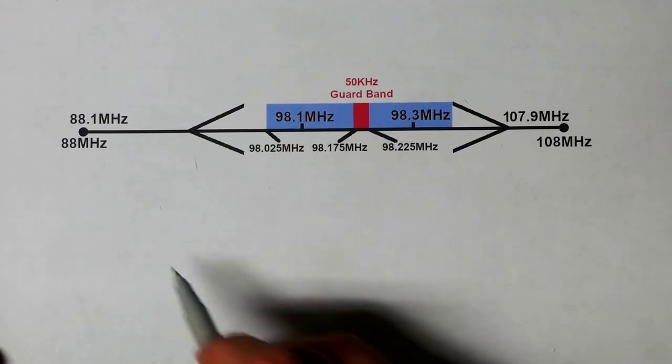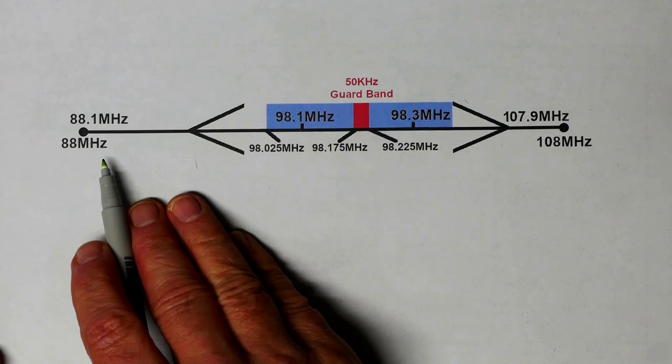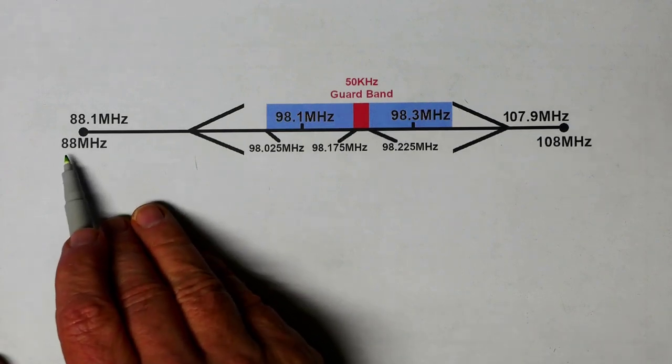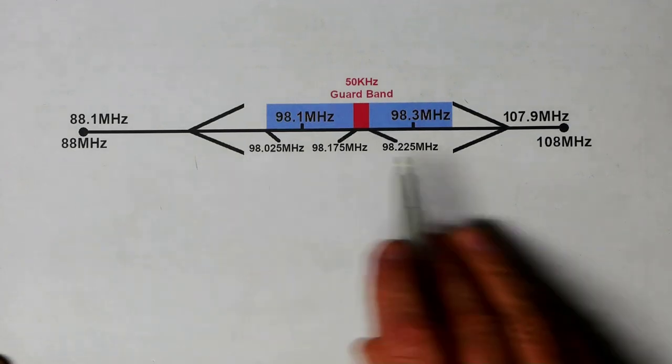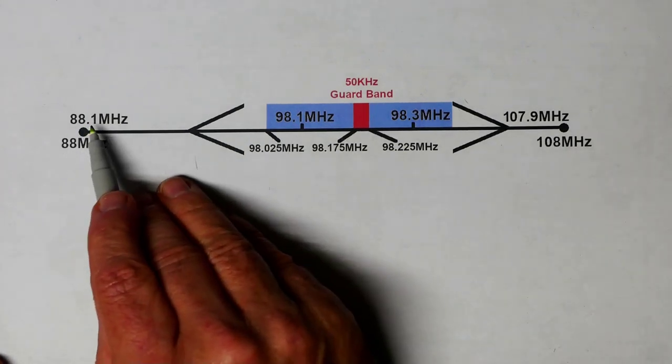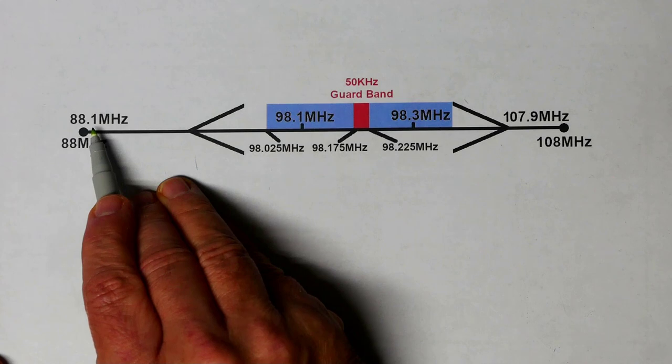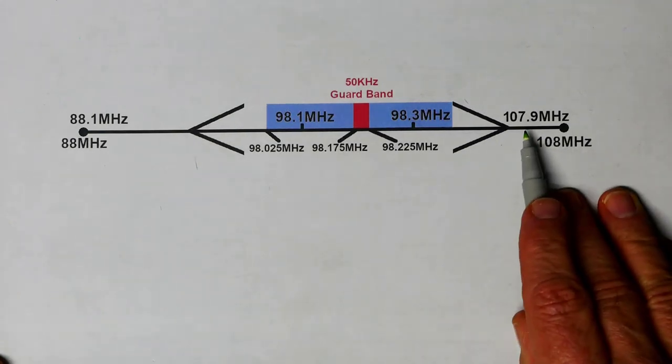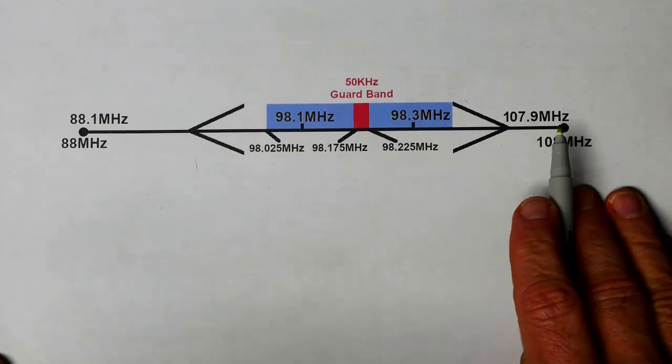Let's take a look at the actual FM radio band quickly. The frequency range is from 88 megahertz to 108 megahertz. And because we can only use the odd frequencies, the first one is going to be 88.1 meg, and the last one is going to be 107.9.